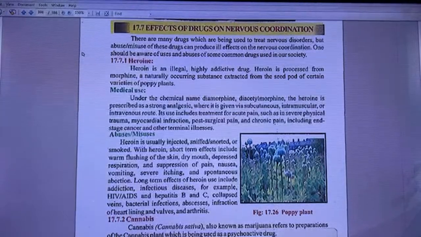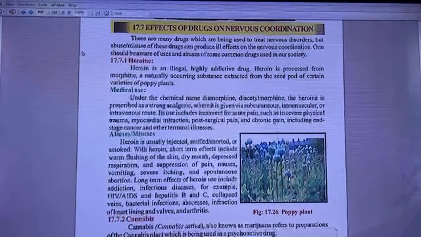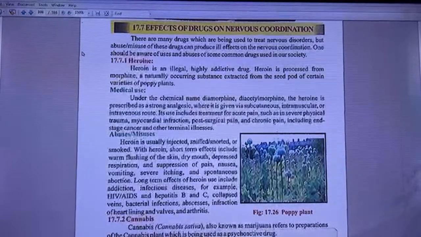Heroin. Heroin is an illegal, highly addictive drug. Heroin is processed from morphine, a naturally occurring substance extracted from the seed pod of certain varieties of poppy plants.